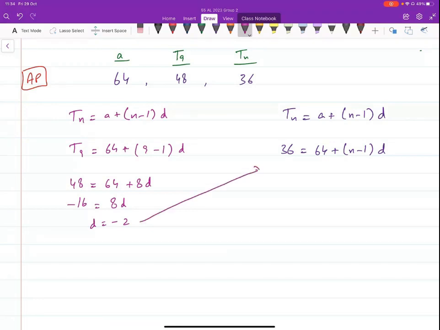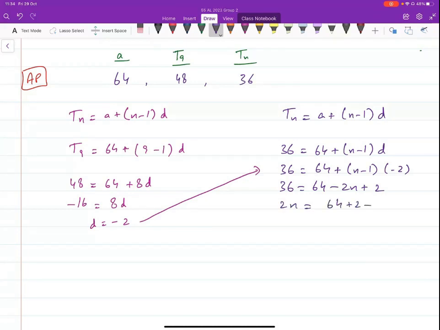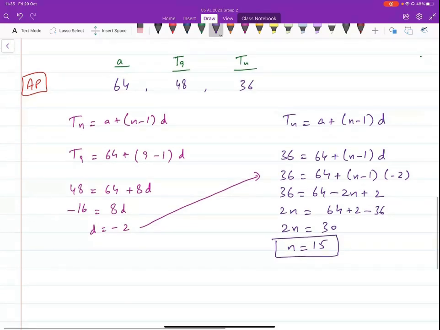Once we have the difference, we can input that difference in the other formula. And we get 36 equals 64 plus n minus 1 times that difference. We can find the value of n from here by just simplifying. So we have 36 equals 64 minus 2n plus 2. That gives us 2n equals 64 plus 2 minus 36. That's 2n equals 30 and n equals 15. So the 15th term of this sequence will be 36.